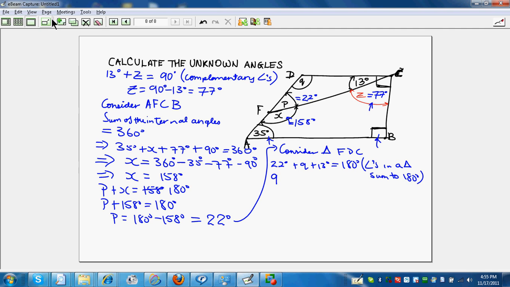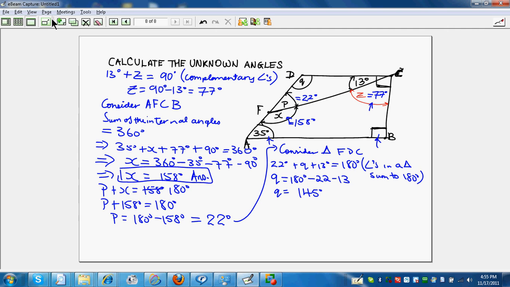And therefore, we could get angle Q by saying 180 minus 22 minus 13. So angle Q would work out to be 145 degrees. Okay, so in that way we would have solved for all of the required angles. They wanted to know X, which we solved for here. So that was an answer.